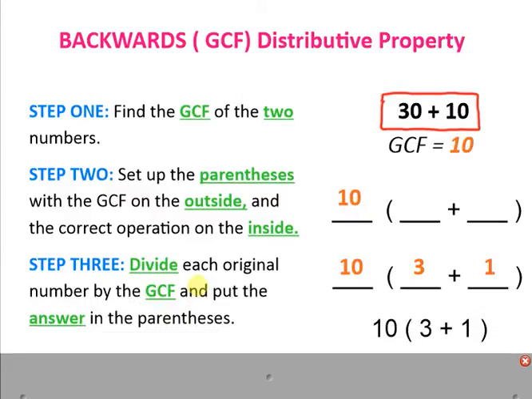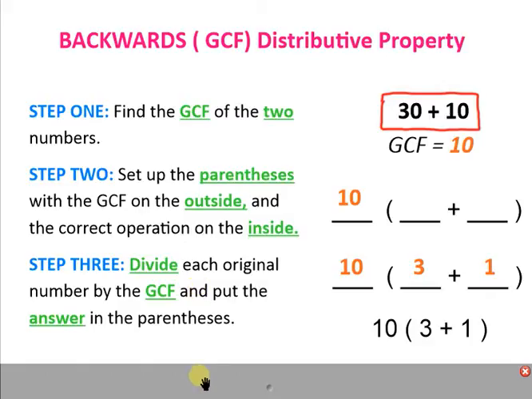All right. Now, step 3 is going to be the last step. You're going to take your GCF and ask yourself how many times it goes into your original two numbers. So you're going to divide. 30 divided by 10 is 3. 10 divided by 10 is 1. And then you've created your answer, which is 10 parentheses 3 plus 1. And now you have factored out the GCF. It should look like the beginning of a forwards distributive property problem. It's a little bit weird because it's a format that you're not used to seeing, but it is correct.